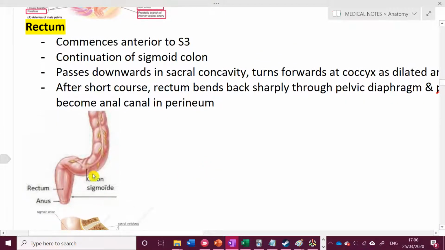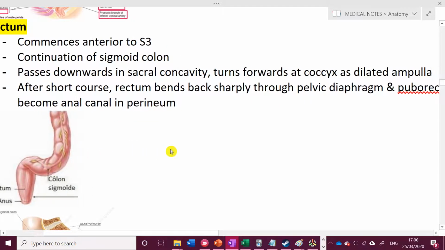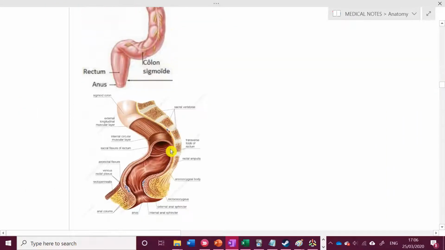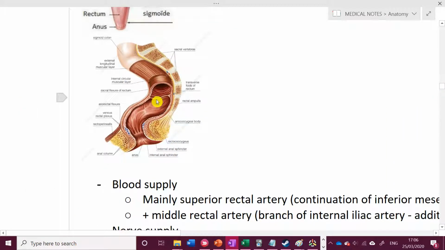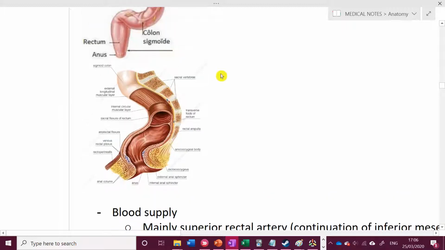The rectum: rectum means straight in Latin. It's not always straight, it can be if we're sitting down. It commences anterior to S3. It's a continuation of the sigmoid colon here, and it passes downwards in the sacral concavity. It turns forward at the coccyx as the dilated ampulla. So we can see here a better picture of the rectal ampulla, which turns forward at the coccyx here, as a dilated rectal ampulla.